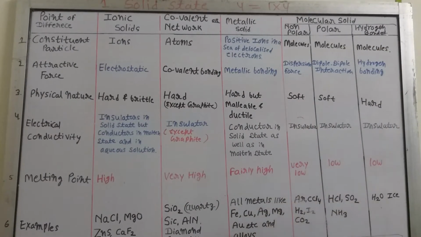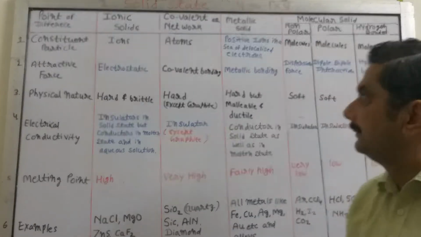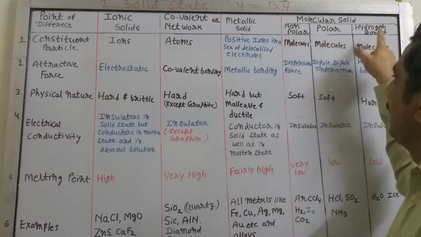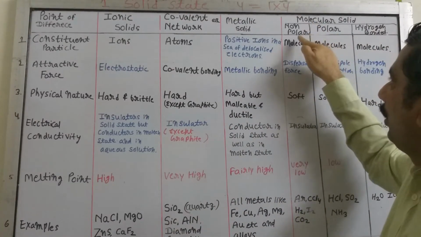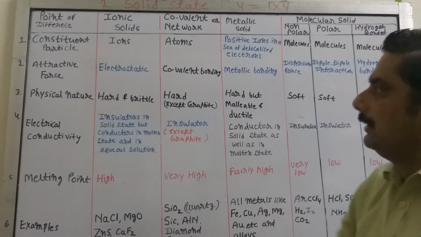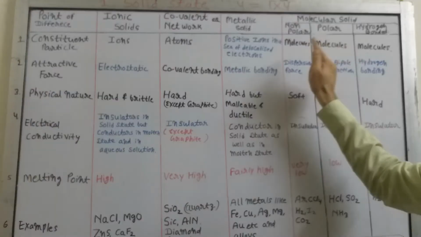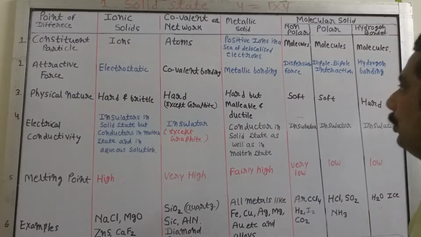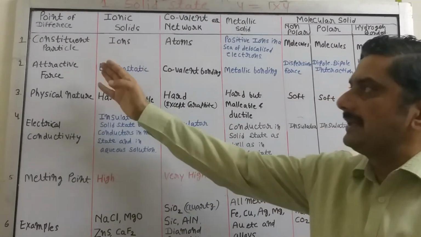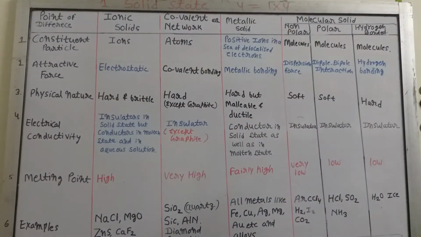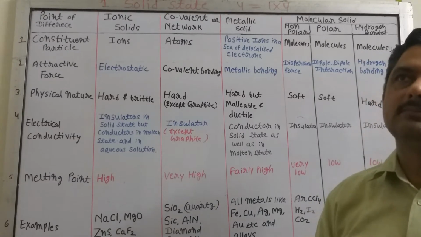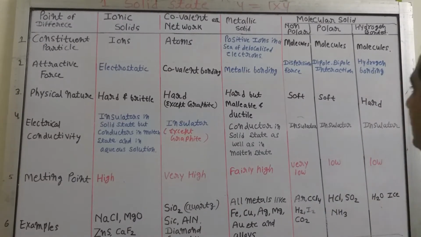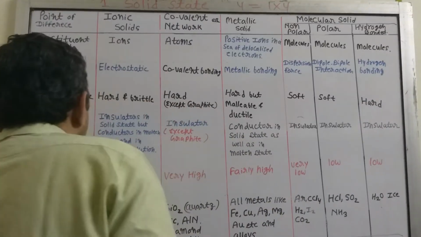Molecular solid is further divided into three parts: non-polar, polar, and hydrogen bonded. In non-polar molecular solids, constituent particles are molecules. In polar molecular solids, constituent particles are also molecules. And in hydrogen bonded molecular solids, constituent particles are also molecules.